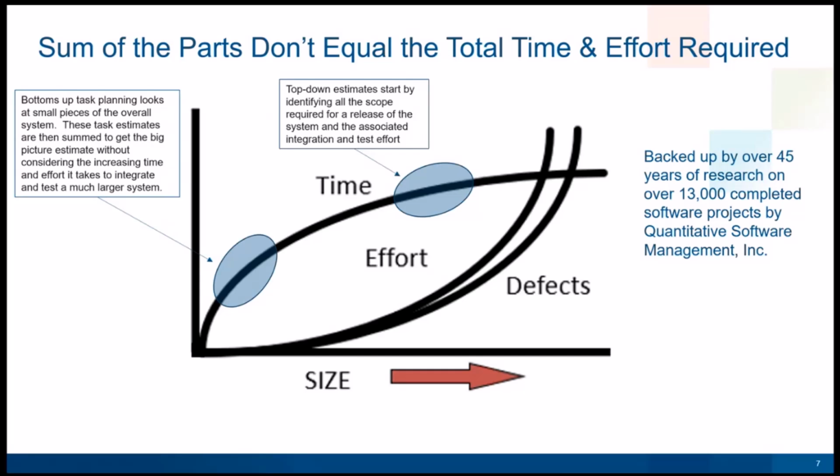So that's what top-down estimation tries to do: we try to get at that size component, the total size of the system, right off the bat. That way we can see where we are on these curves, and then we can pick the appropriate amount of schedule and the appropriate staffing and cost numbers. We also get a handle on how many defects we're likely to find. This behavior is all backed up in research that QSM has been doing for the last 45 years, and data that we've been collecting along that timeline.